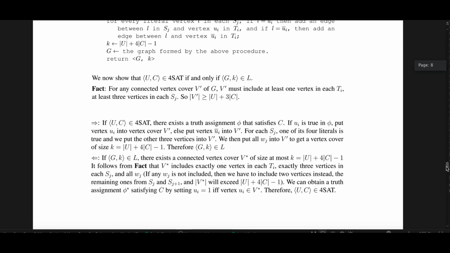Now, we show that the pair (U, C) belongs to 4SAT if and only if the pair (G, K) belongs to L. And the fact is that for any vertex cover V plus of G, V plus must include at least one vertex in each Ti, and at least three vertices inside each Sj. So, the size is larger than U plus 3 times C.